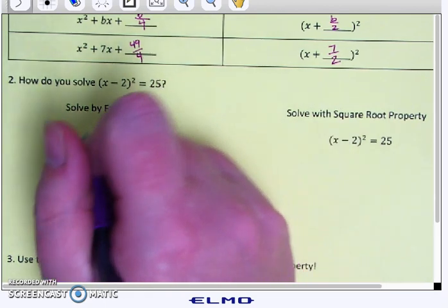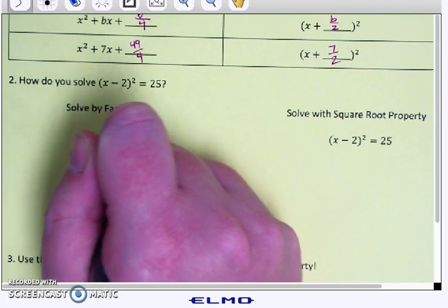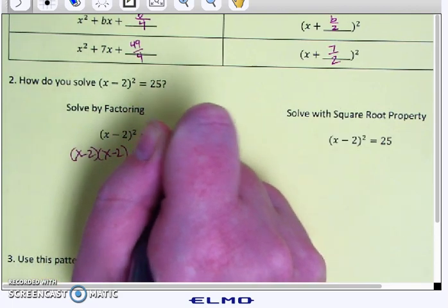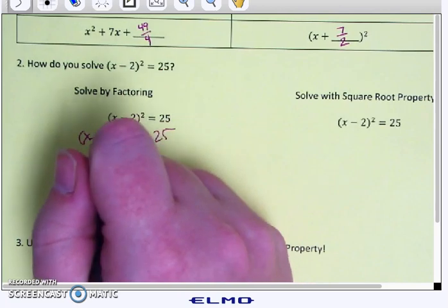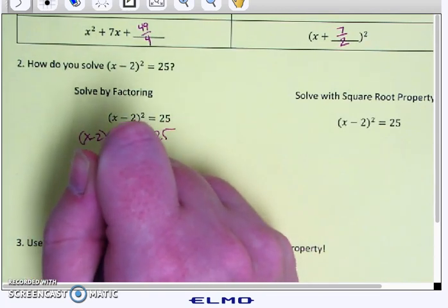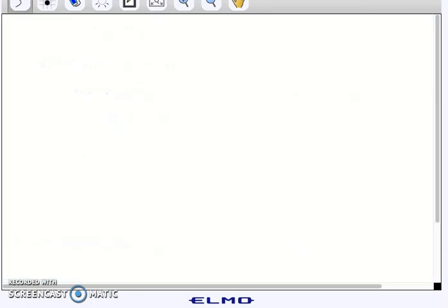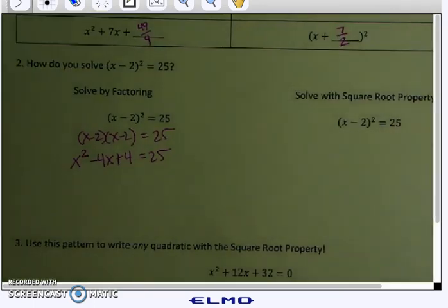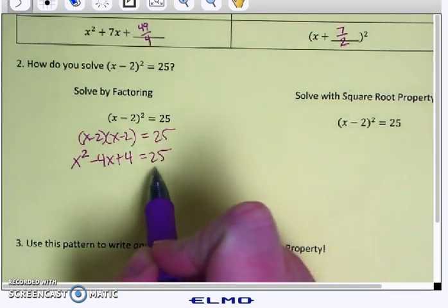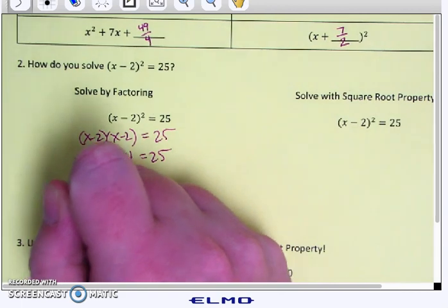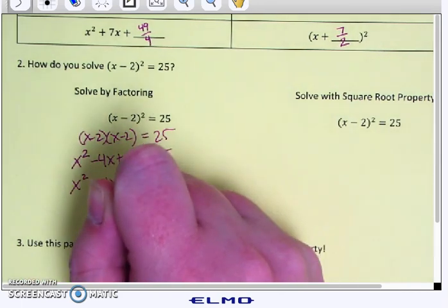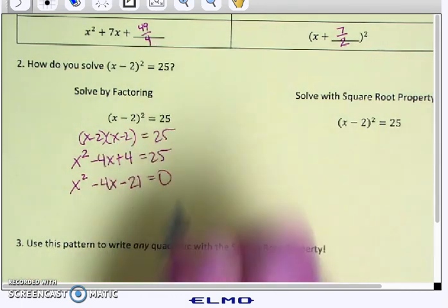So to do that, we would have to expand the left-hand side, okay, by FOIL. So x squared minus 4x plus 4. Okay, the light turned off. Hold on. There we go. Okay, and then we would subtract 25 from both sides. So x squared minus 4x minus 21 equals 0.